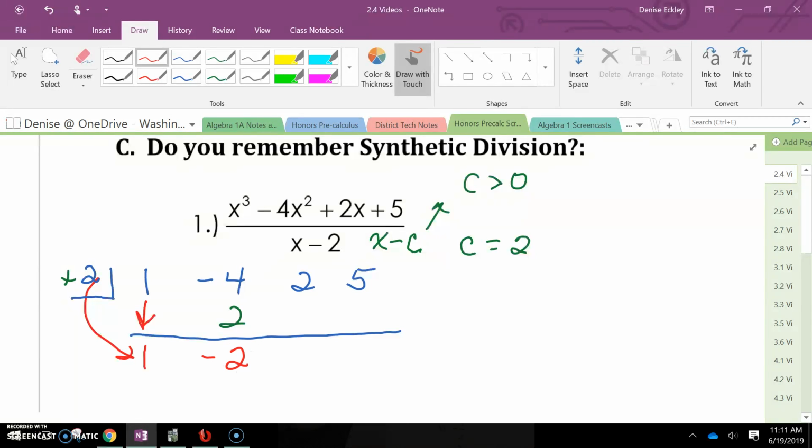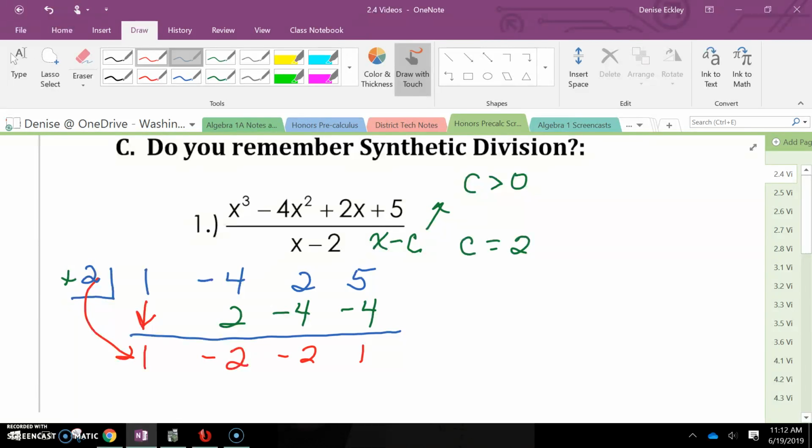And then again, we're going to repeat the process, and we're going to do 2 times -2. And we're going to write that here above the line, so we have -4. Then we do 2 plus -4, and we get a -2. And then again, we're going to multiply the c, which is 2, times -2, and we get -4. And then we combine those, and we have 5 plus -4, and we get 1.